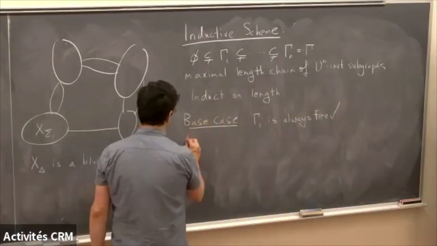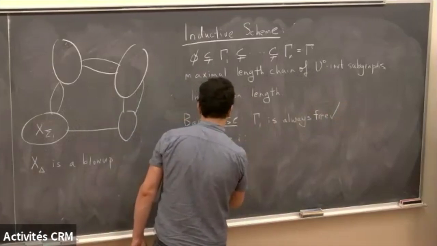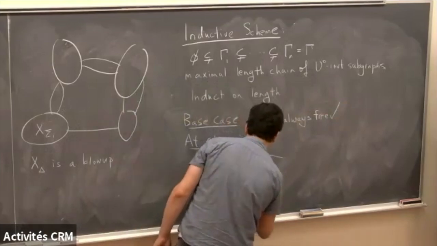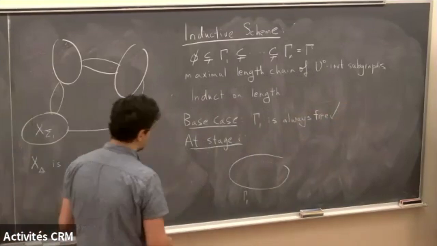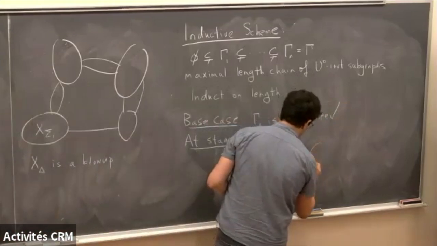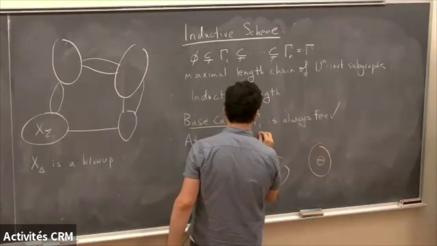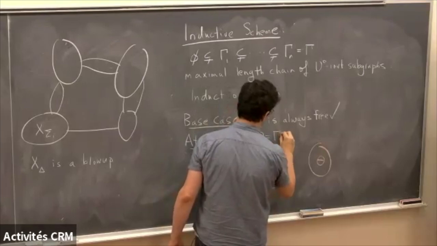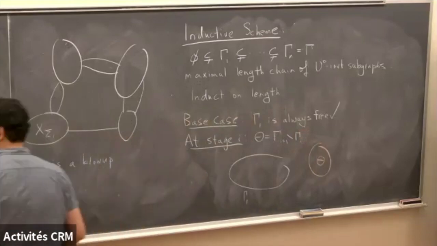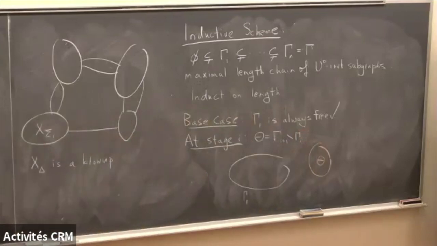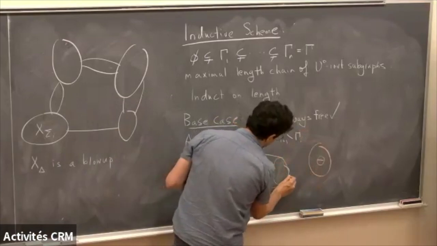And then at stage I, what you see is the following picture. Here's maybe gamma I. And then we're adding in some new stuff. So I'll call this theta. So theta equals gamma I plus 1 without gamma I. And it turns out that by maximality, every element of theta has this sort of common link in the previous thing.